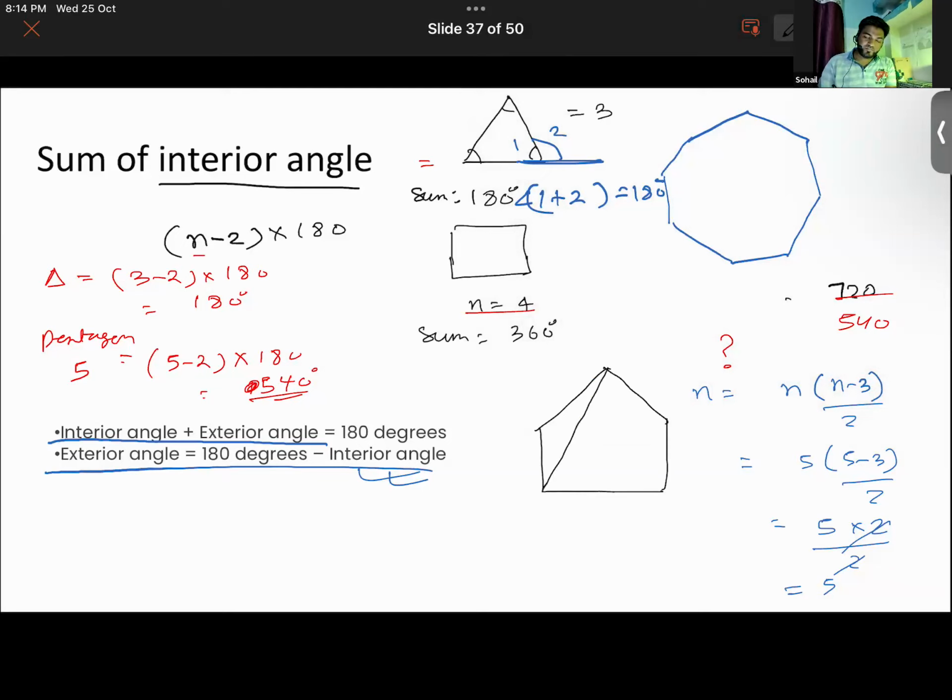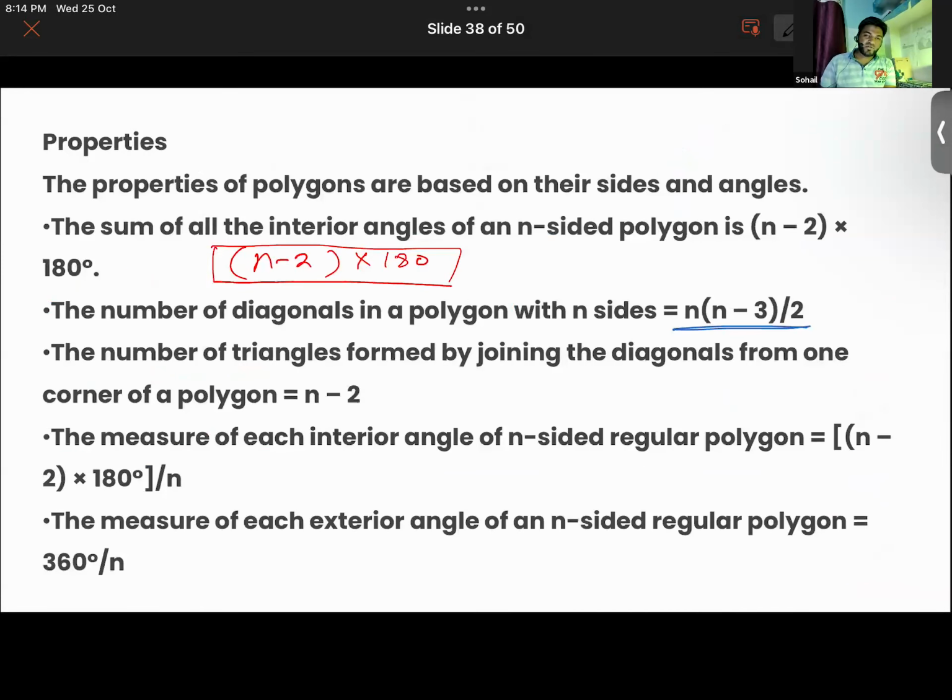First one, second, third, okay, fourth, and fifth. Clear? Similarly, you can find it out for any other figure also. So the second formula is also very important. That is n into n minus 3 upon 2.